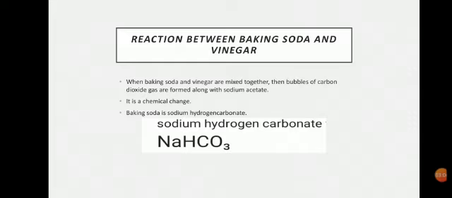So immediately in vinegar, if you add a pinch of baking soda, along with the hissing sound, the bubbles come out. Why did this formation of bubbles occur? Because of the formation of carbon dioxide gas, right? So when baking soda and vinegar are mixed together, a chemical change takes place between sodium hydrogen carbonate, whose common name is baking soda, and acetic acid to form 3 new substances.